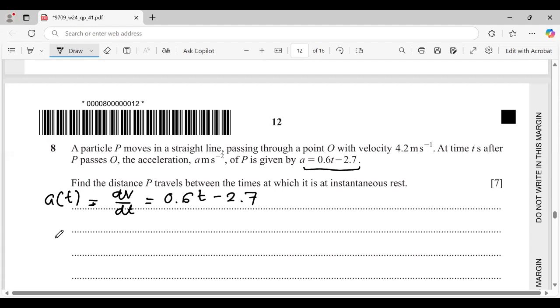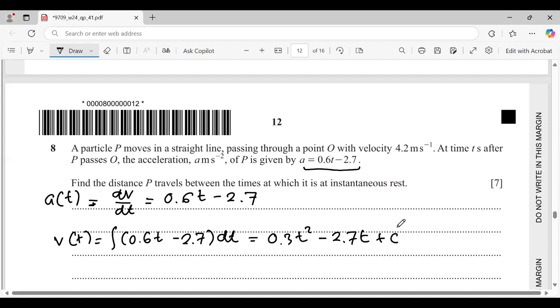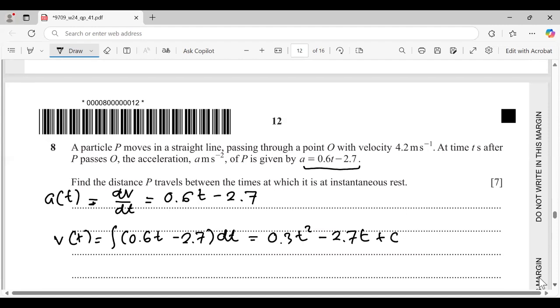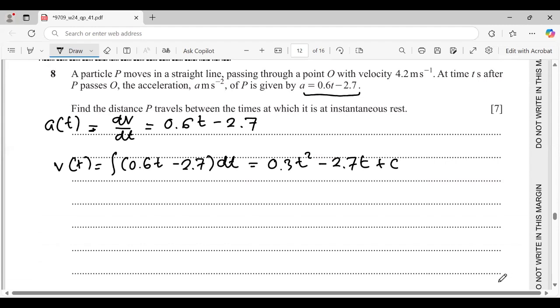To find the velocity function, we integrate, because it's the derivative. The integral of 0.6t minus 2.7 dt is 0.3t squared minus 2.7t plus c. And after that, our assumption is that if t equals 0, the velocity is 4.2 according to this information.